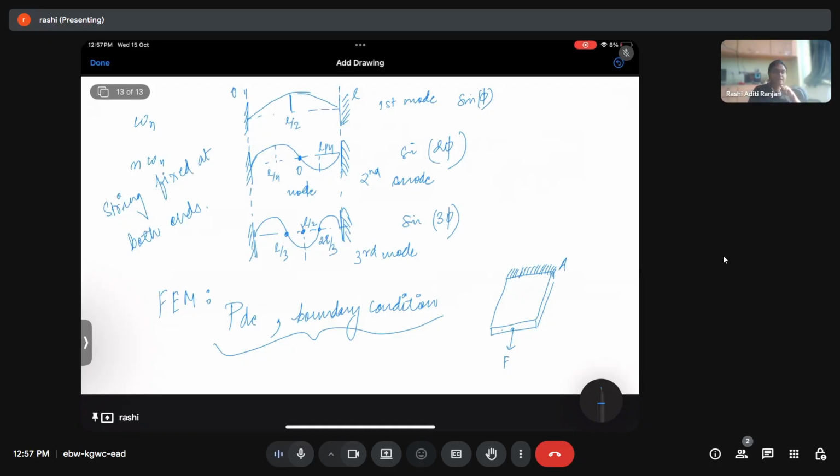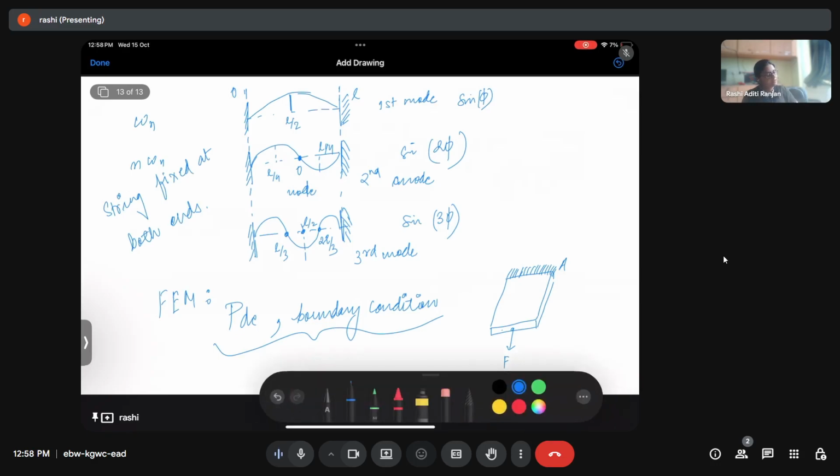We'll fix this face, and in ANSYS particularly, we use static structural for this kind of situation because we have a static loading on this plate. So we apply a force F in a static structural environment of ANSYS, and then we simulate it. But again, the accuracy of the results depends upon the mesh size.